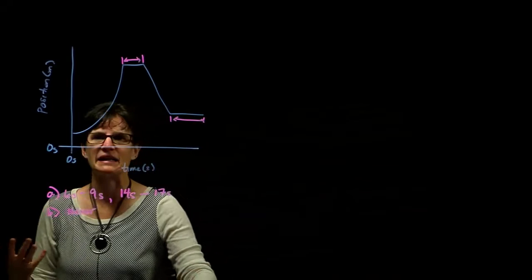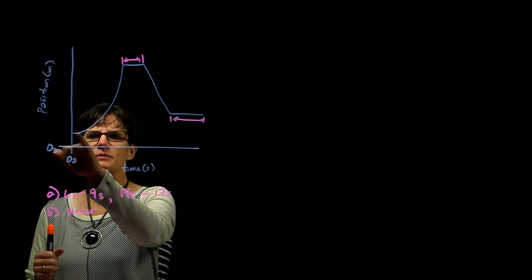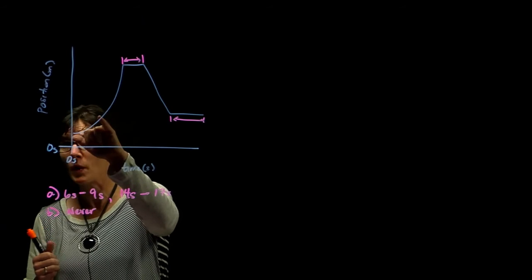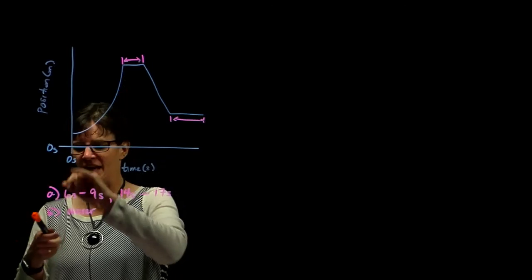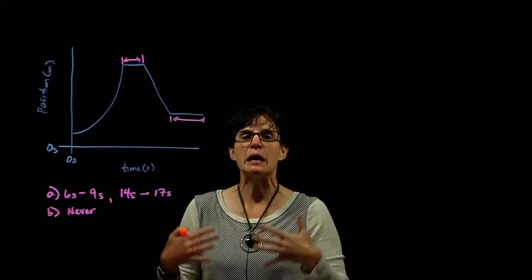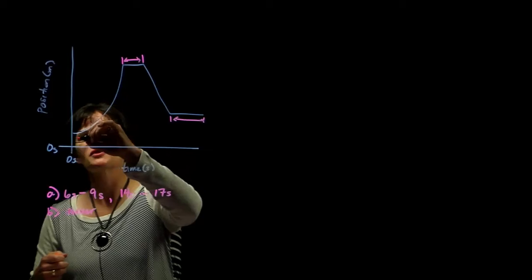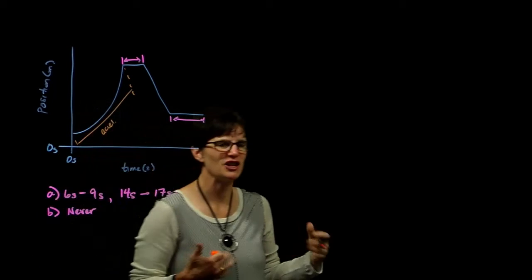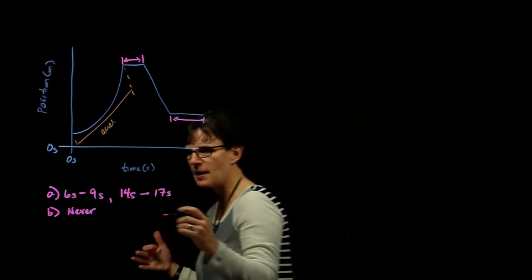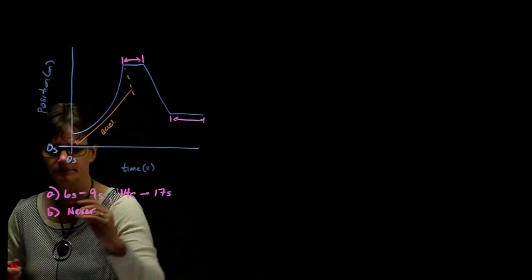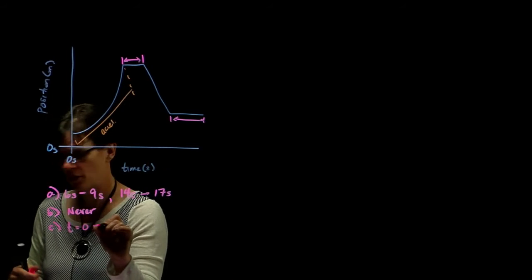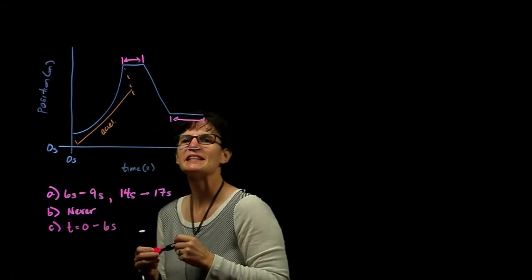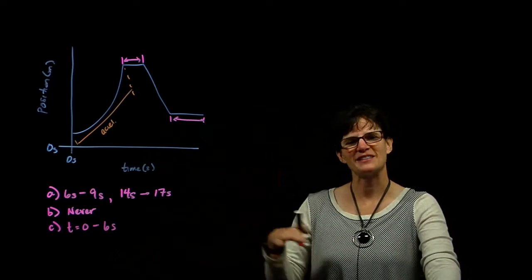All right, so let's look at the beginning of the graph. Here we see that position changes a little bit as time goes on, then a little bit more in the same amount of time, then a little bit more. And during this phase, the object's position is changing more and more as time goes on. So during this phase of the motion, we have an acceleration. We have a change in that motion. So for part C, from time equals 0 to about 6 seconds, the object's accelerating. And on a position versus time graph, acceleration looks like a curve.